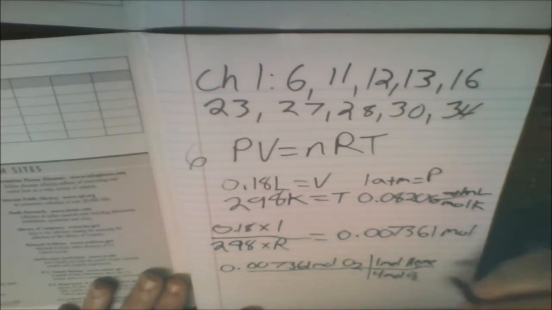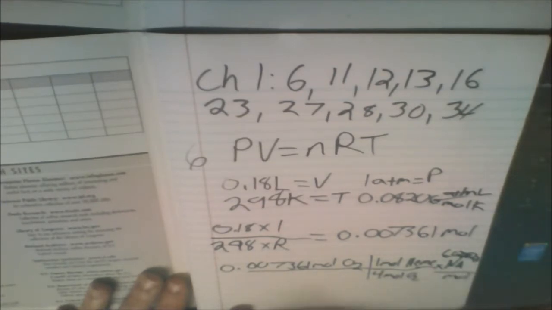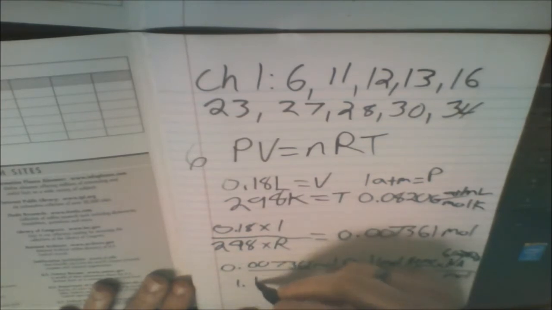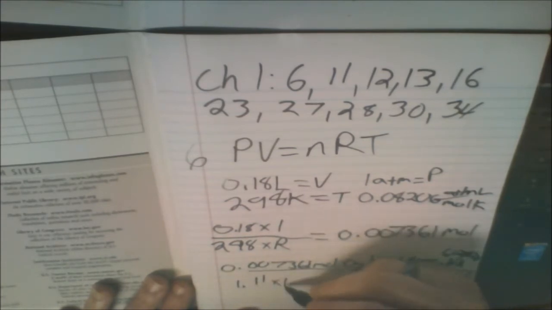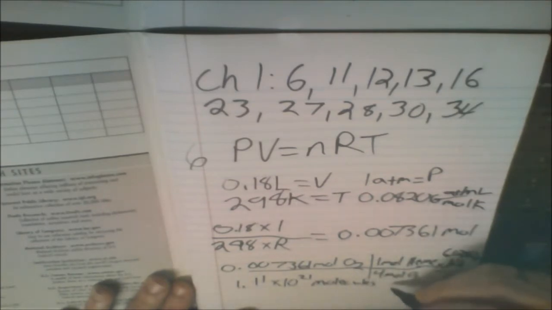And then they ask the final question, what is the number of molecules of hemoglobin? So then we have to multiply by Avogadro's number, which is 6.022 times 10 to the 23rd molecules per mole. If we do that, we end up with our number, which is 1.11 times 10 to the 21st molecules of hemoglobin.